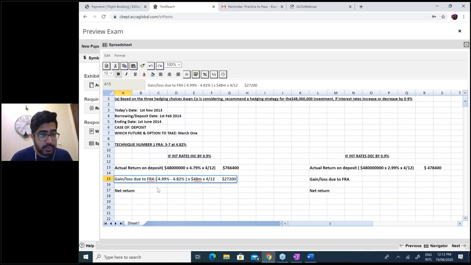How did you find gain or loss due to FRA? Take the difference in rates. When interest rates increased by 0.9, they became 4.99. But in FRA, you locked the rate at 4.82, into amount into time period over 12. Okay, and come here.